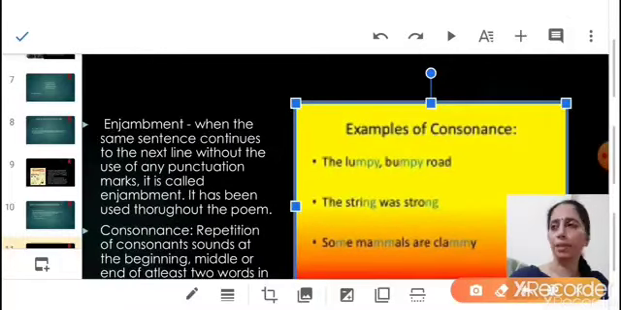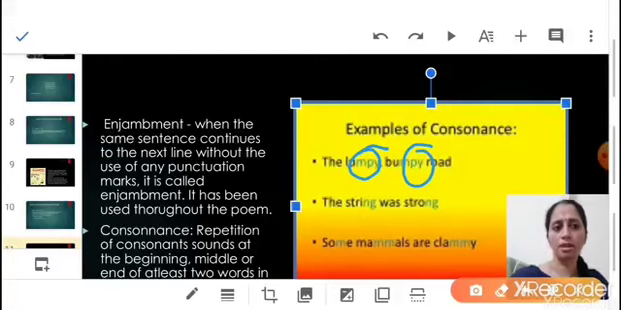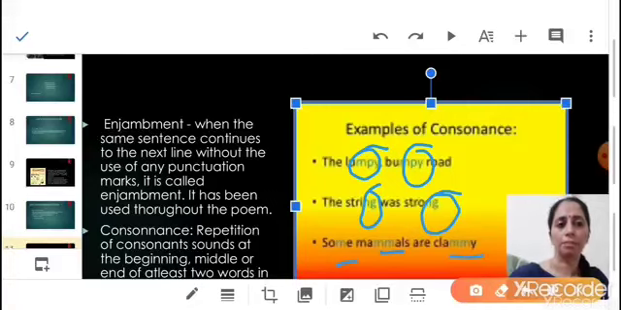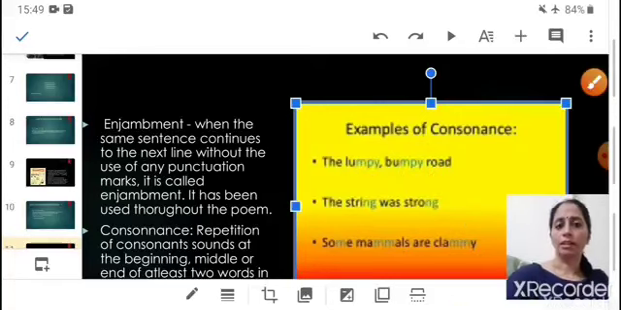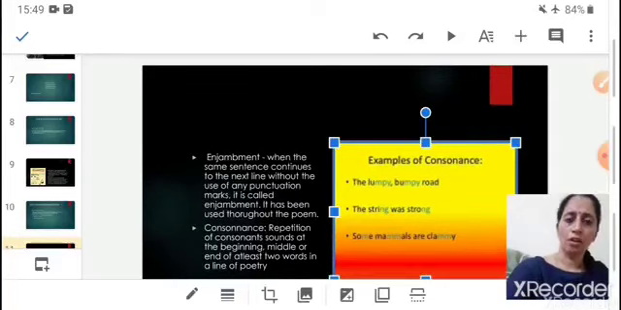The lumpy bumpy road. So the sound of MP and the sound of MPY, it's getting repeated. Correct? Again, the second sentence. The string was strong. So NG over here and NG over here. Some mammals are clammy. So the sound of M is getting repeated. So when there is repetition of consonant sound either at the beginning or middle or at the last of any two words in the same sentence, it is called consonance.